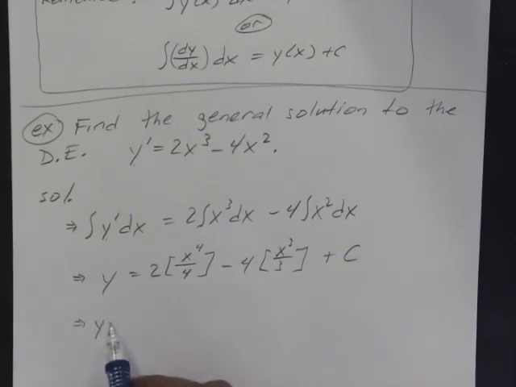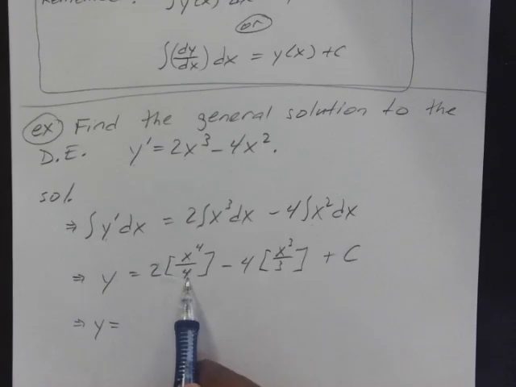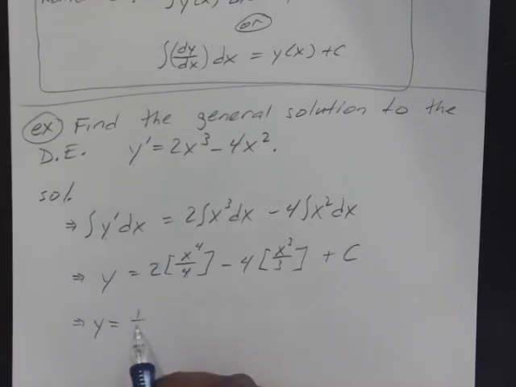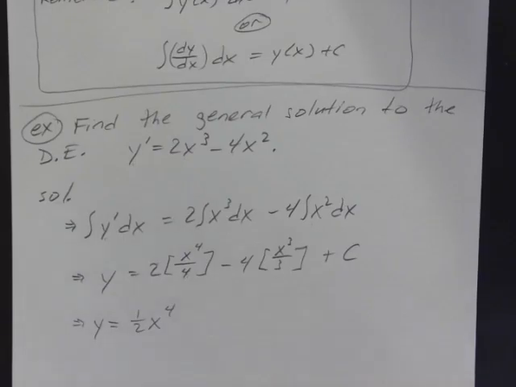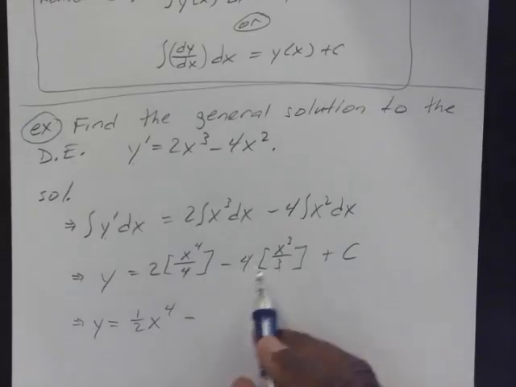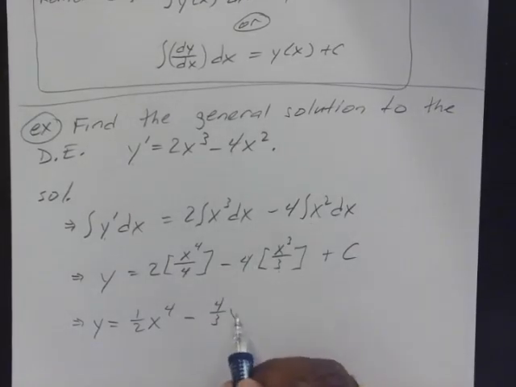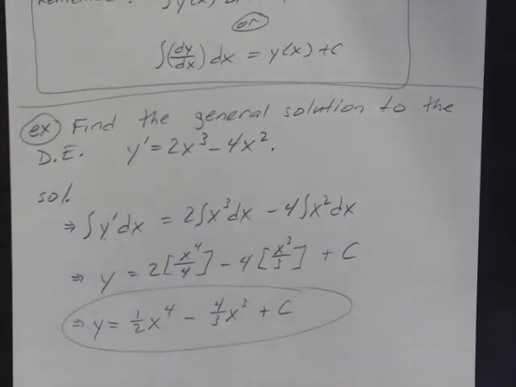So that gives us a general solution of y is equal to 2 divided by 4. You can just simplify that to 1/2 x to the fourth power minus 4 divided by 3 times x to the third power plus c. All right. Any questions on that one?